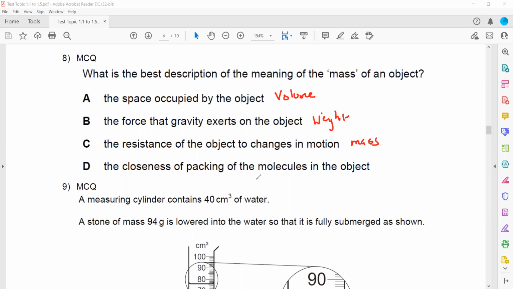And closeness of packing of molecules in an object, that refers to density. Like if the particles are very close, tightly packed, that refers to density. So C is explaining the idea of mass of an object.